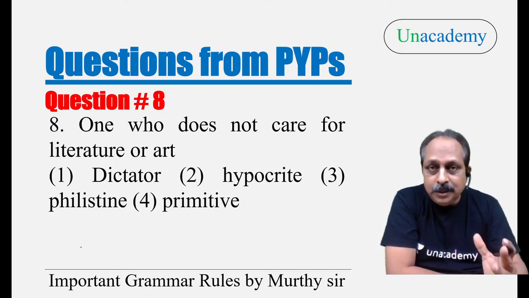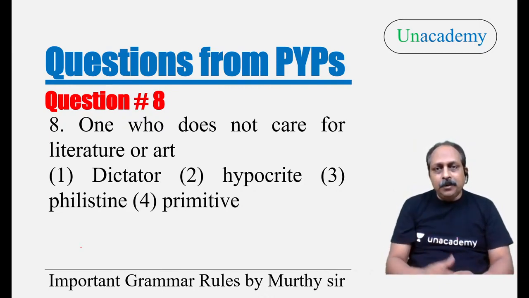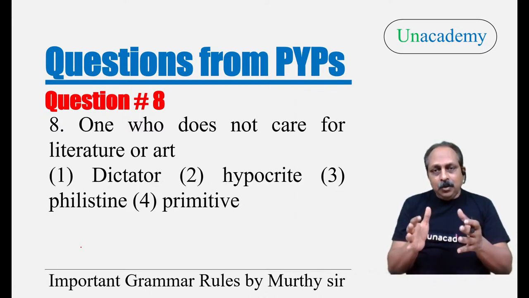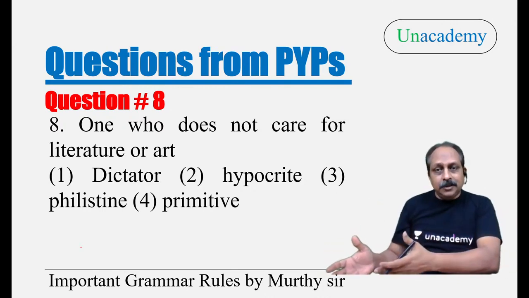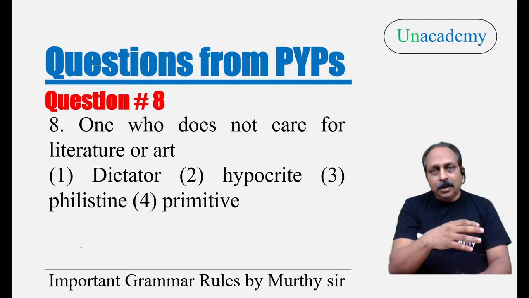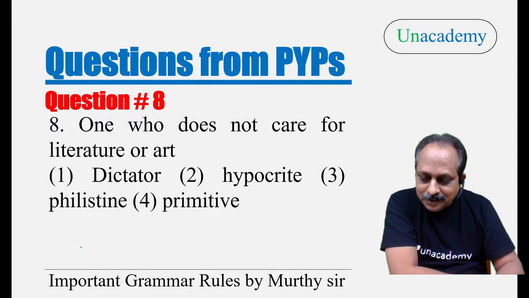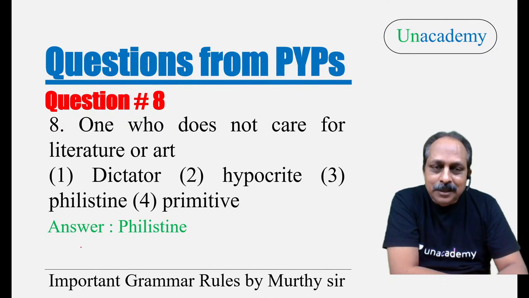Dictator goes with polity. A person who rules with a lot of authority. He does not care for the welfare of the public. He is a dictator. He wants everyone to listen to him. And hypocrite, a person who has two standards. On the face, he says something, but actually he does something else. Then we call that person hypocrite. And Philistine, one who does not care for literature or art. Primitive, old, initial stage. Primitive people, primitive culture. Thank you very much. So, answer is the third option.